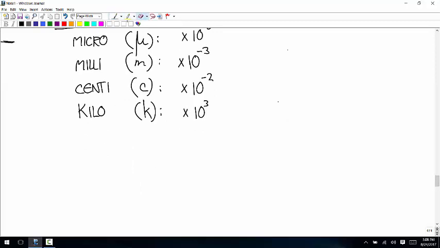And then the last one here is mega. That's shown with a capital M. And that means times 10 to the 6.